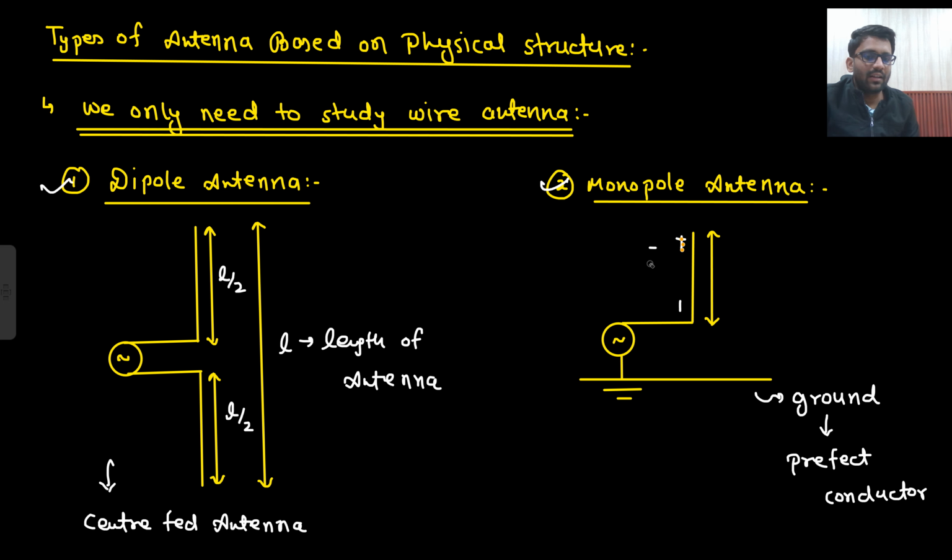What are the two types? Monopole and dipole. In dipole there are two arms. The complete length is L by 2, L by 2. Now in monopole there is only one arm, so this will be the length of the antenna. So this is your length of antenna.